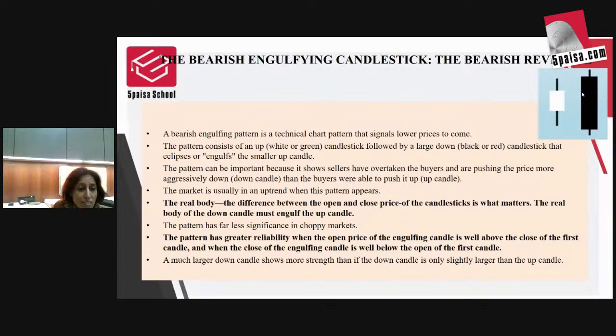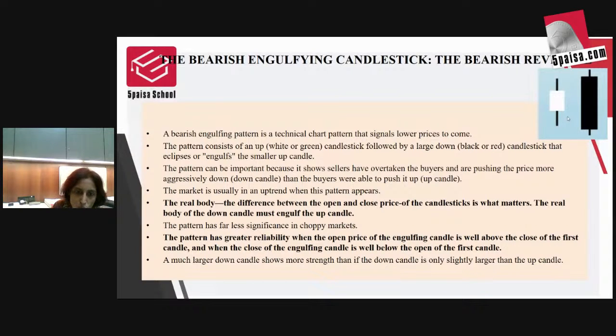Thereby, the pattern has greater reliability when the open price of the engulfing candle is well above the close of the first candle. Just have a look at this: the open price of the engulfing candle is well above the closing price of the first candle. And when the close of the engulfing candle is well below the open of the first candle, it indicates a bearish engulfing candlestick for sure, and that a bearish reversal is going to happen.